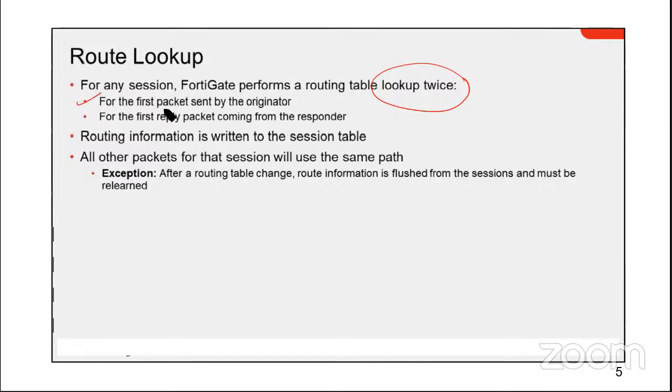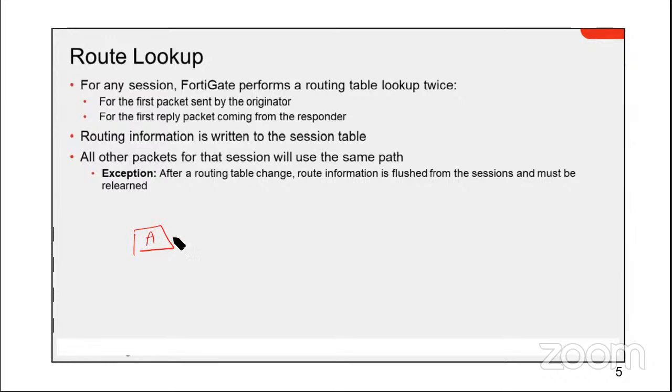One situation is for the first packet sent by the originator. The originator is whatever your source IP is, and it is most probably a TCP SYN packet. If it is a TCP packet, then it will be a SYN packet. I'm not saying that if it is a ping packet there's a SYN packet required. But my point is that for the first packet sent by the originator, in most cases it will be your client. Second is for the first reply packet coming from the responder. It's a very simple scenario.